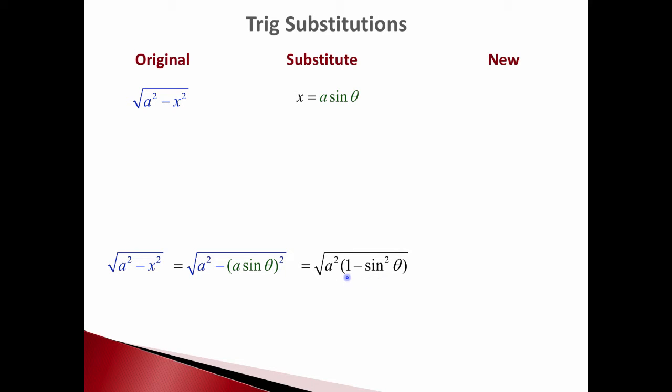Well, if we think about our trig identities, sine squared plus cosine squared, that's 1. So if I switch it around a little bit, 1 minus sine squared, that's the same as cosine squared. So that lets us now take the square root of both the a squared and the cosine squared, and we end up with just a cosine theta.